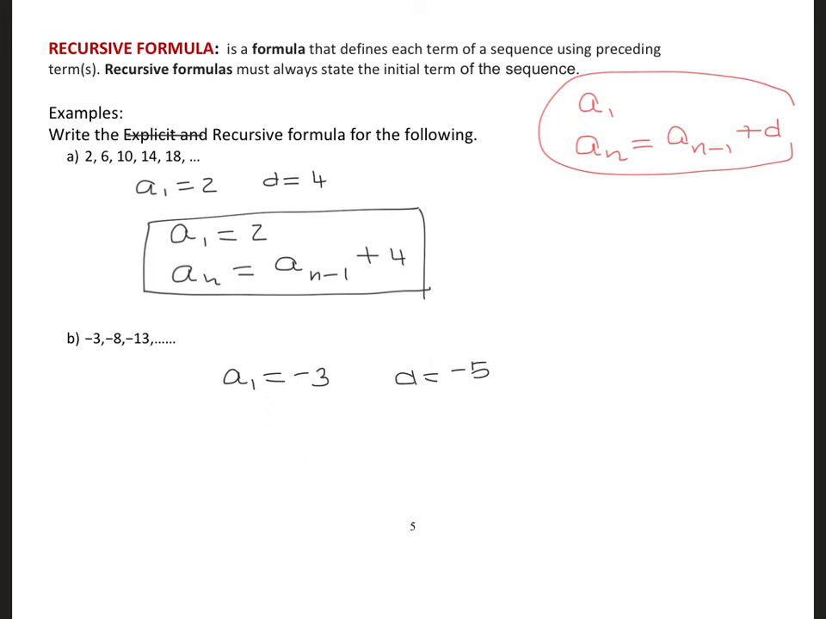So now the recursive formula is going to be, you have to state the first term, and then you have to say how to get to the nth term. And this is going to be the previous term, and then you're going to subtract 5.